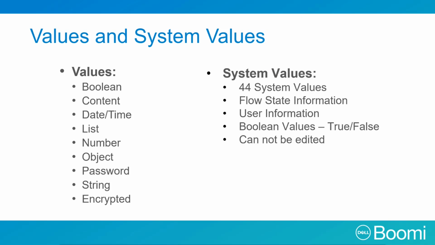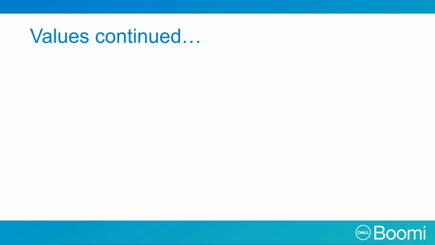System values, as mentioned before, are prefixed with a $ sign. Boomi Flow comes with 44 system values that are assigned dynamically by the Boomi Flow engine during runtime and include values that store flow state information, values that store user information, and 2 Boolean values that contain the Boolean true and false respectively as data. System values cannot be edited by builders, but can be referenced from within a flow.